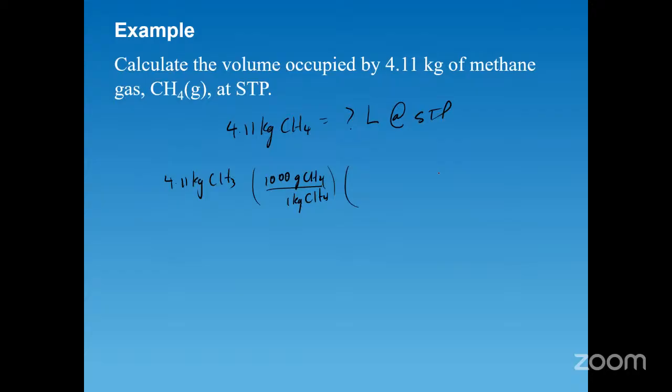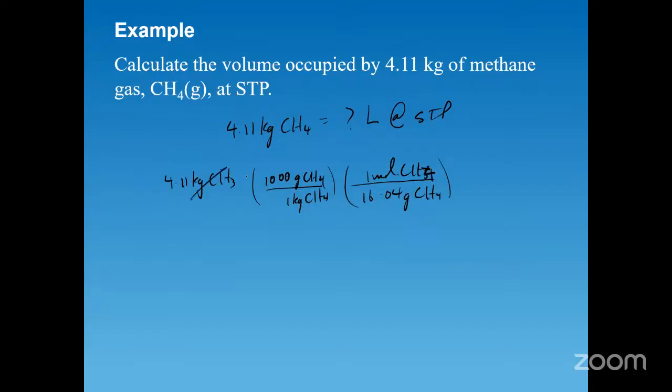And then what I would do next is convert from grams of methane to moles. So the molar mass of methane is 12.01 plus 4 times 1.008 for the hydrogen. So I got 16.04 grams of methane for every 1 mole of methane, right?